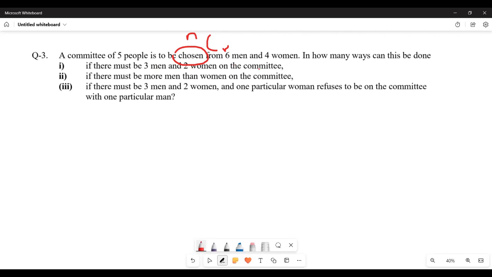Okay. So, 3 men hone chahiye. So, 6 men are available. So, that's going to be 6C3 times 4 women are available and 2 can be selected. So, times 4C2. 6C3 times 4C2 is 120.